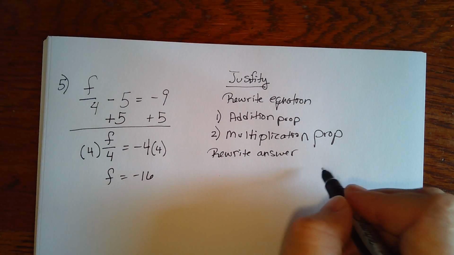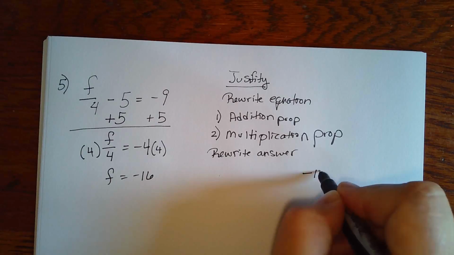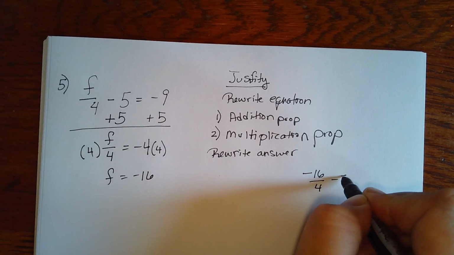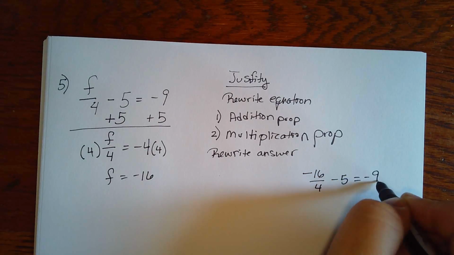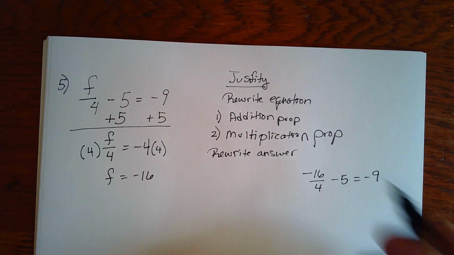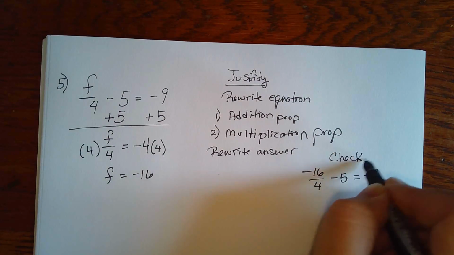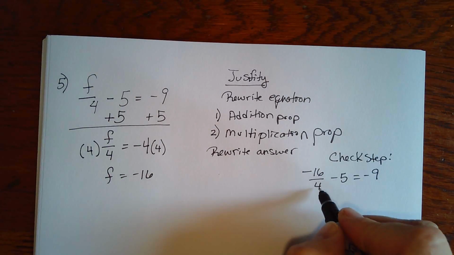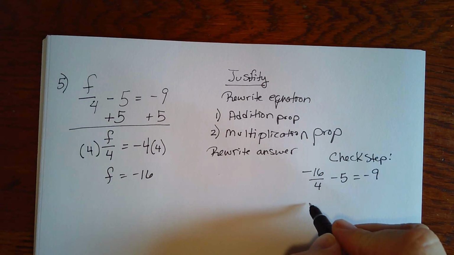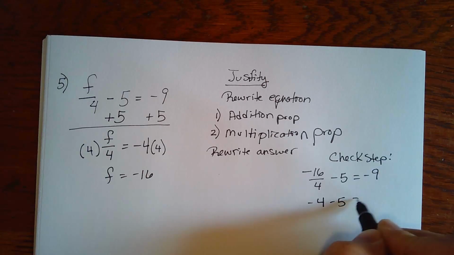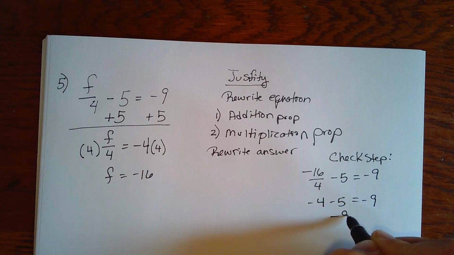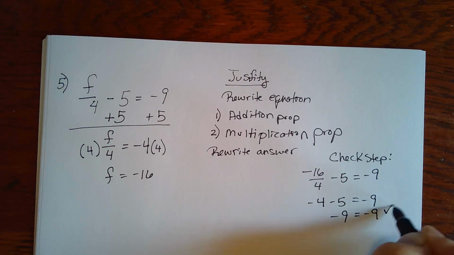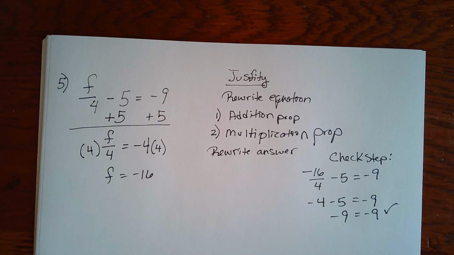So in this case, I'm going to have -16 over 4 minus 5 equals -9. Well, we still have to take it step by step. And let me label this check step before we go too much further. So we're going to end up with 4 divided into -16, which is -4, minus 5 equals -9. So -9 equals -9, and it checks out. All right, so far so good.